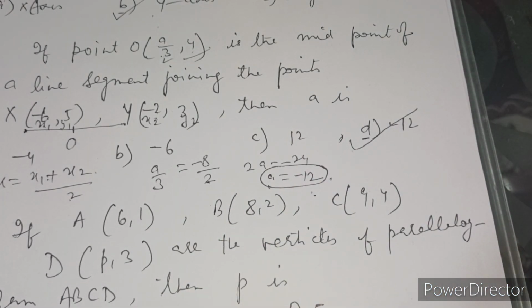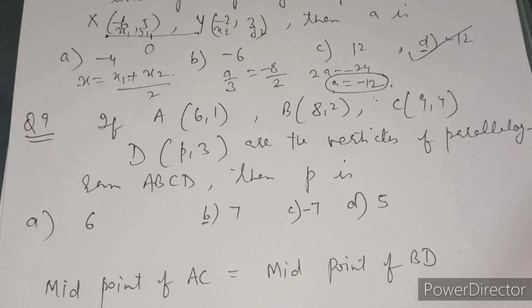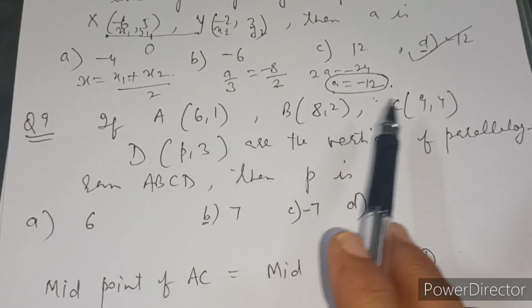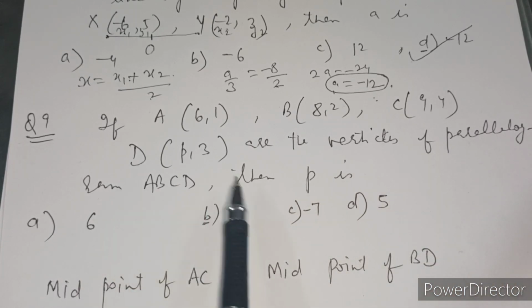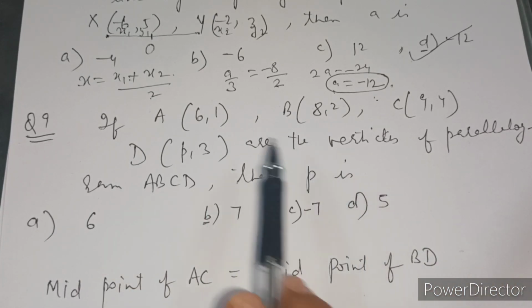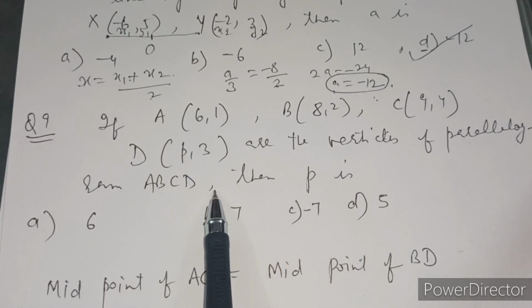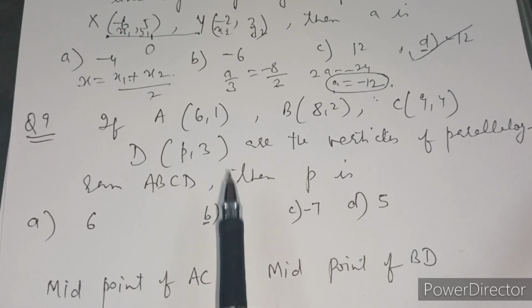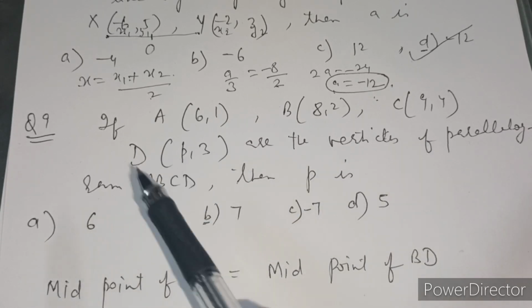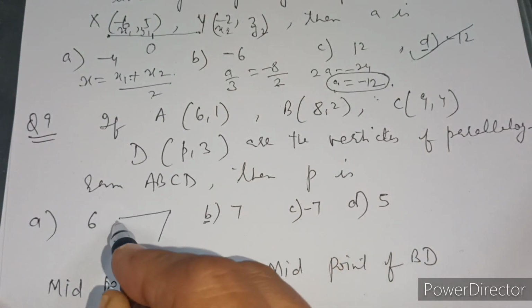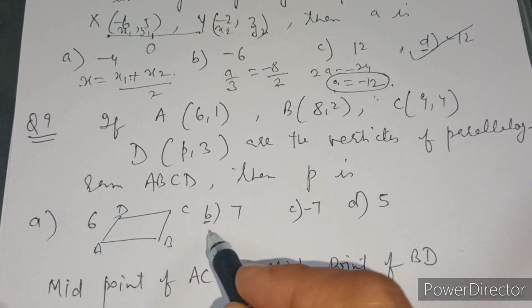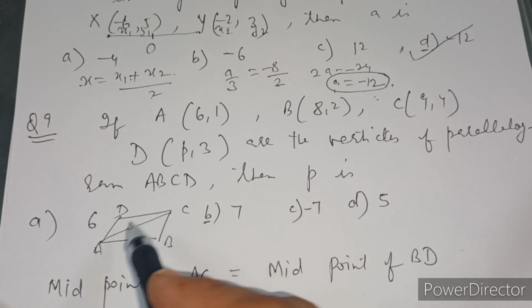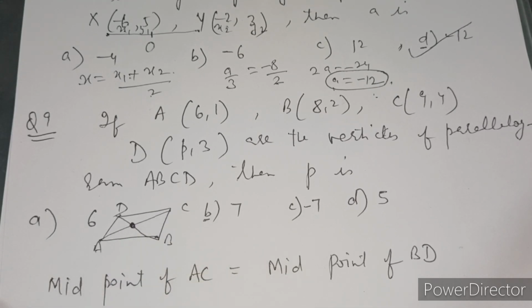Question number 9 is, if A(6,1), B(8,2), C(9,4), D(p,3) are the vertices of parallelogram ABCD, then what is the value of p? This is again a question from your first exercise of section and midpoint formula. We are given the vertices of a parallelogram. A parallelogram looks like this: this is your A, B, C, D. Which property of a parallelogram are we going to use here? That the diagonals bisect each other at their midpoints.